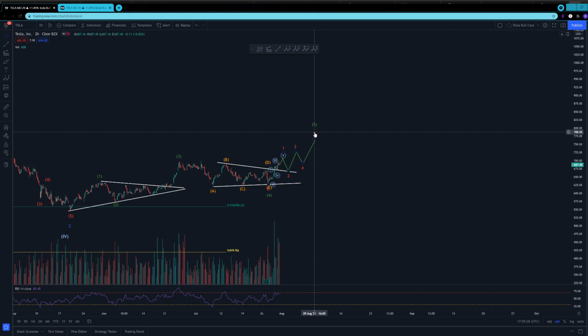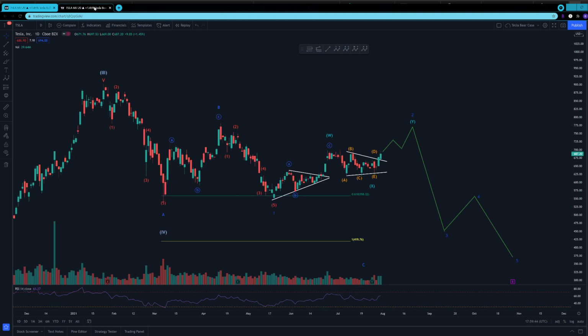So when this happens and we get up to this range, then we're obviously going to get rejected, but I do think we could be all the way up even near 800 when we do get rejected. So I think that dips are a buy on Tesla, because I do think that we're going to be following this bull case and heading up to the right around the 800 range. So let's look at the bear case now.